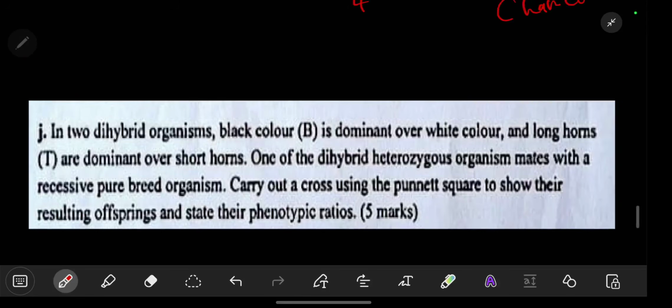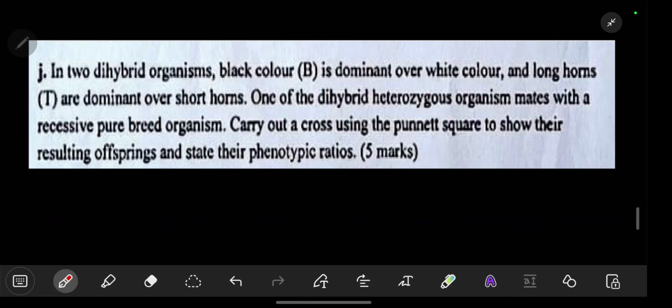So if we have this: in 2 dihybrid organisms, black color is dominant over white color, and long horns are dominant over short horns. One of the dihybrid heterozygous organisms mates with a recessive pure breed organism. Carry out the cross using the Punnett square to show their resulting offspring and state their phenotypic ratio.